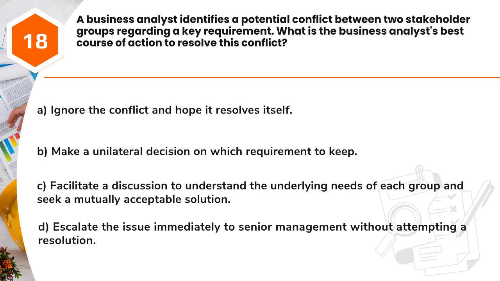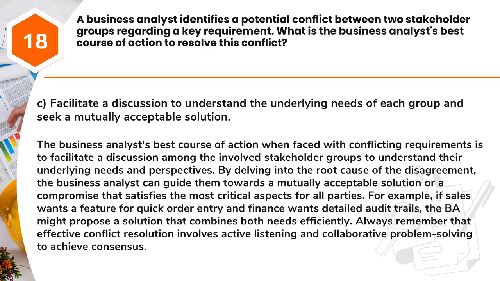Question 18. A business analyst identifies a potential conflict between two stakeholder groups regarding a key requirement. What is the business analyst's best course of action to resolve this conflict? A. Ignore the conflict and hope it resolves itself. B. Make a unilateral decision on which requirement to keep. C. Facilitate a discussion to understand the underlying needs of each group and seek a mutually acceptable solution. D. Escalate the issue immediately to senior management without attempting a resolution. Answer: C. Facilitate a discussion to understand the underlying needs of each group and seek a mutually acceptable solution.